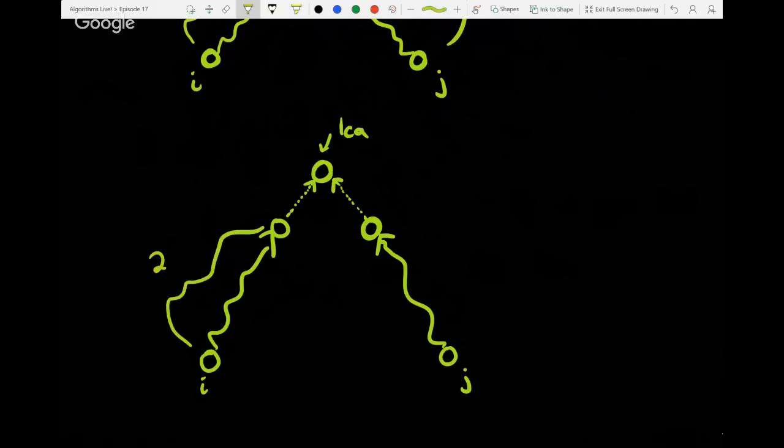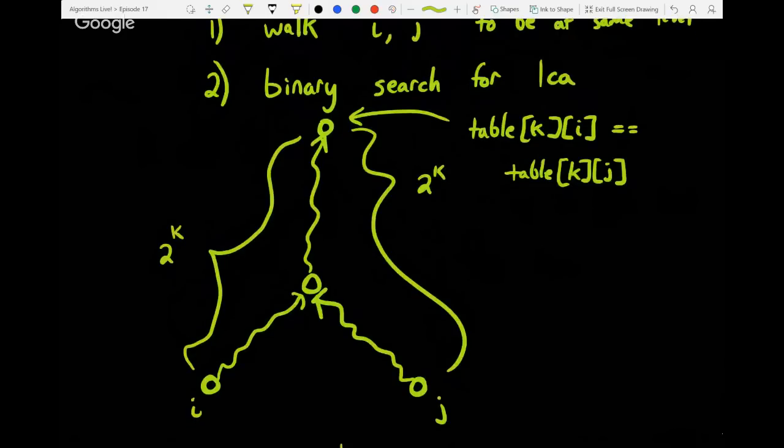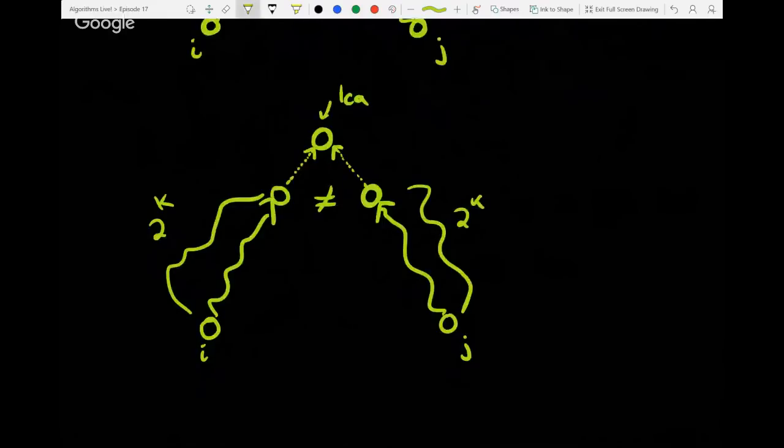I make a size 2 to the k jump, and on this side, I make a size 2 to the k jump. And you'll notice that these are not equal. That's the big change here. So if I jump too far, the 2 table positions end up being equal. If I jump too short, the table positions are not equal. So what we're going to do is look at the way of thinking about this jump.